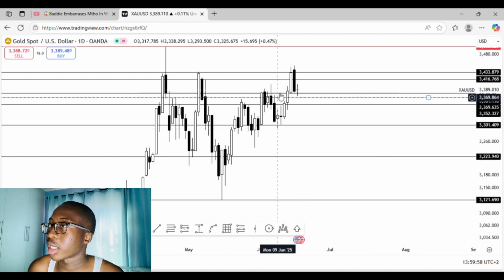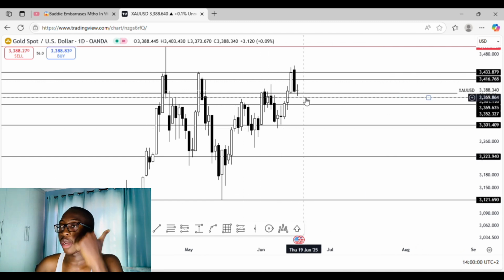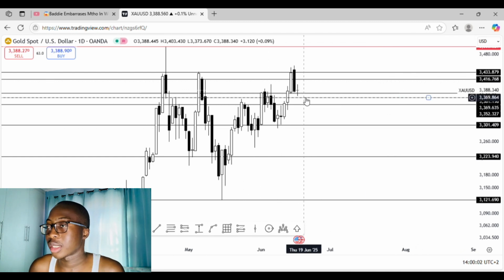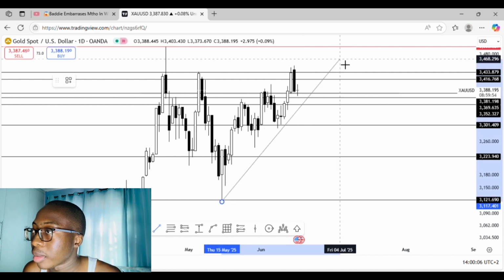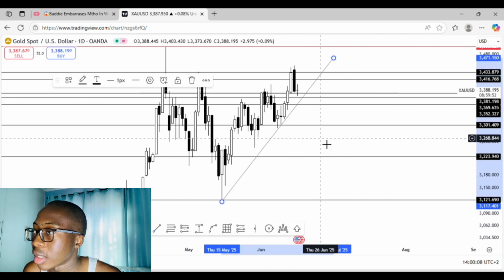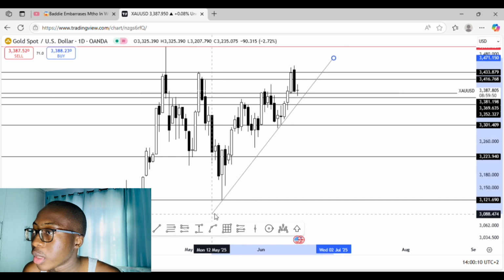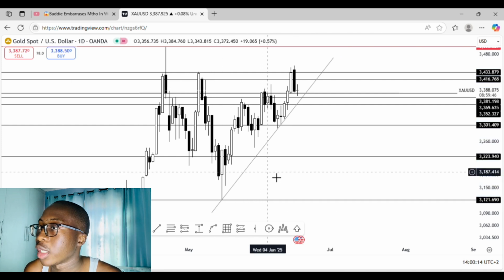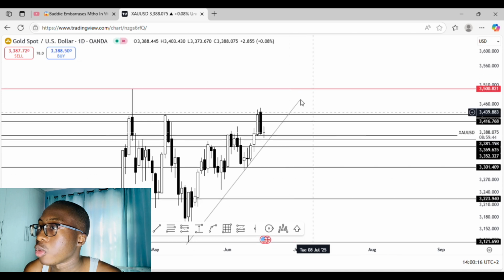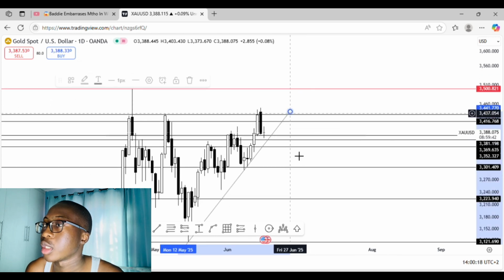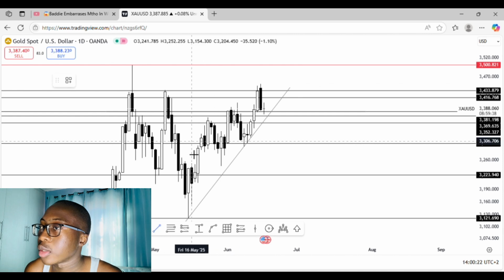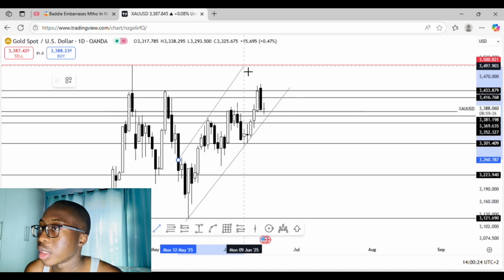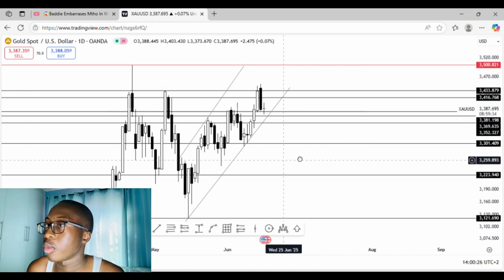But as you can see, the market structure on gold is bullish, on the XY it's bearish. That makes perfect sense. So in this instance, we just have to look for those buying opportunities. As I said, this is not financial advice. Everyone has their own opinion when it comes to their market. At the end of the day, you also have to analyze on your own. I'm just here to give you an input on what I am seeing.